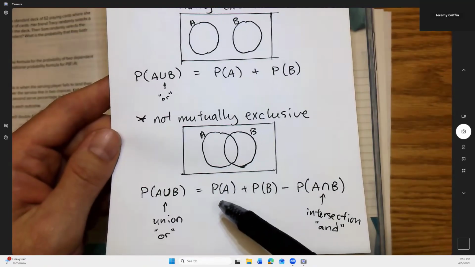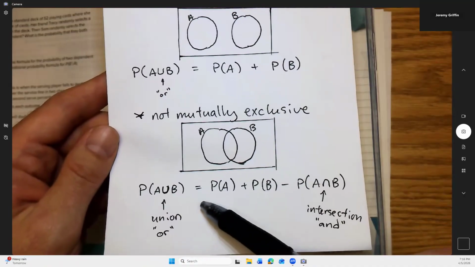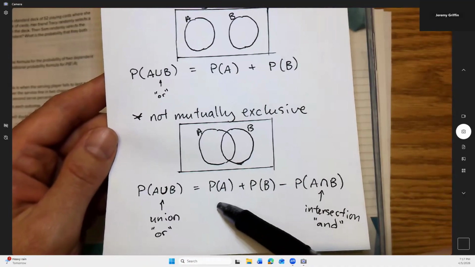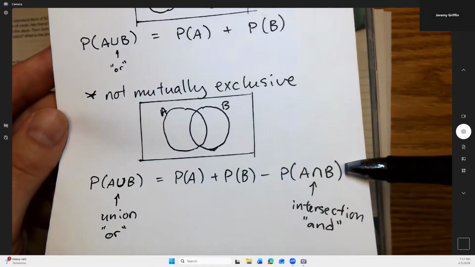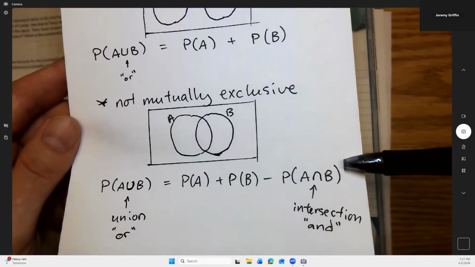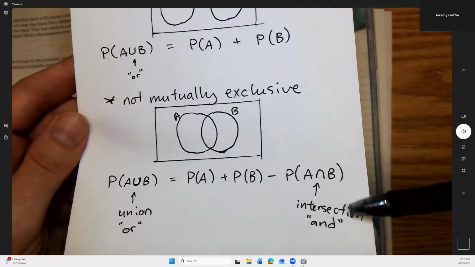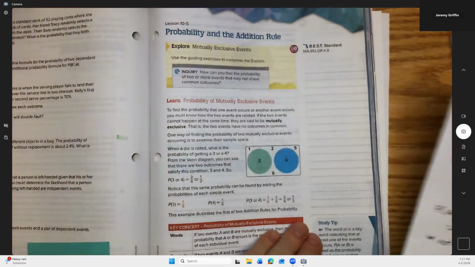So if events are not mutually exclusive, there's some overlap, then the probability of one or the other happening is the probability of A plus the probability of B, but you have to subtract the overlap. That's what this intersection is, the probability of A and B, or in my case, the king and the diamond, because there's one of those cards. So I have to subtract that out so I'm not double counting it. All right, so there's a quick rundown.